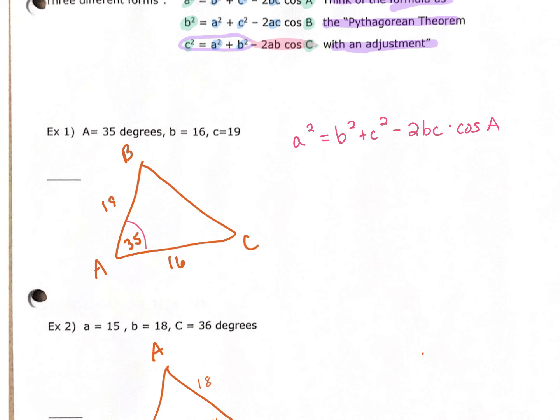So then we're just trying to plug in what we can, right? So we get that a squared is equal to 16 squared plus 19 squared. 16 and 19 get plugged back in, and then times the cosine of 35. Here's just going to your calculator and plugging in carefully. So plug that in and get what a squared is equal to.